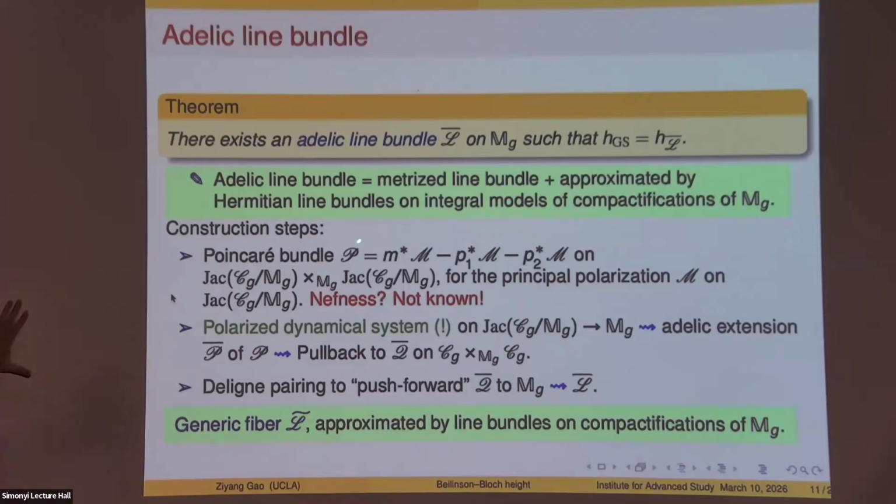But we do have a line bundle like this, the Poincaré line bundle, and we have this power dynamical system, so we can extend this line bundle to an adelic one, and we can pull it back to C_g cross C_g, and then we use the pushforward to M_g. So the two things I want to emphasize are, first of all, we really need this power dynamical system, so that we're confined to Gross-Schoen and Ceresa cycles. And secondly, we don't know whether this bundle is nef or not. We think they are, but we don't have a proof yet.